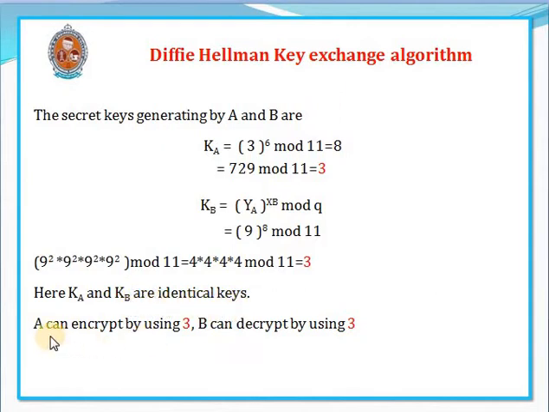So now A can encrypt by using 3, B can decrypt by using 3. In this way the two users A and B share the common key, which is 3. Here we can observe that the key 3 is not at all transmitted between them. Both of them calculated this key value.